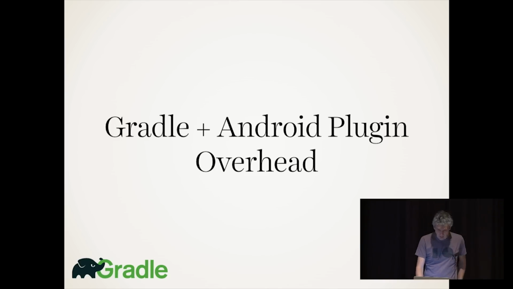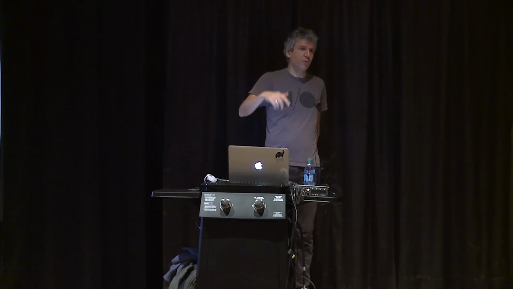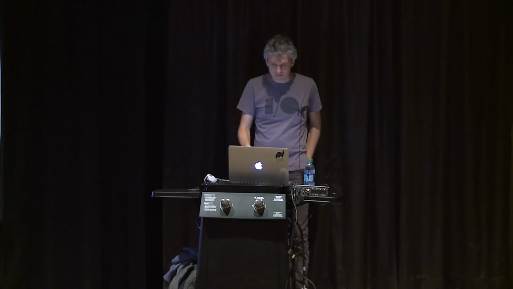So let's talk about Gradle, and by the way, this was just a tweet today from Gradle 4.2.8. Incremental builds went down from 10 seconds to 5 seconds on one project and 20 seconds to 11 seconds on another. So always remember to upgrade to the latest Gradle versions. There are a lot of improvements coming with every release, and we release every 4 to 6 weeks. And use the Gradle daemon if you're building from the command line.